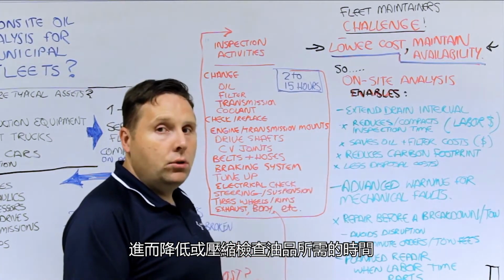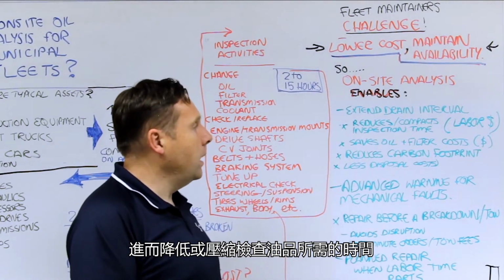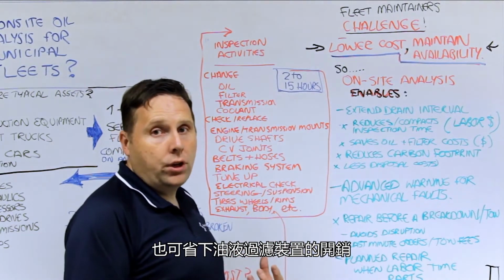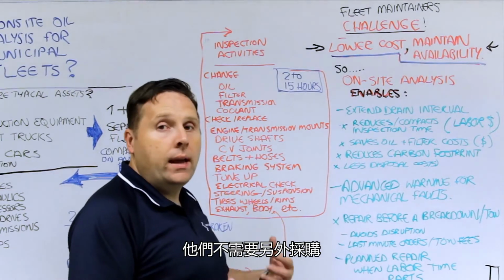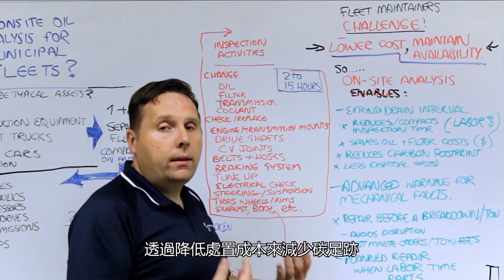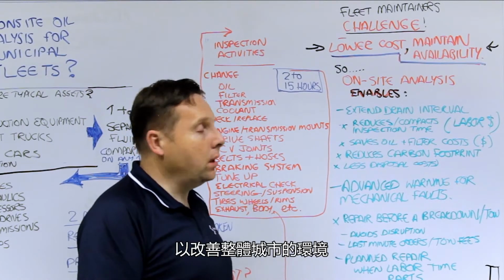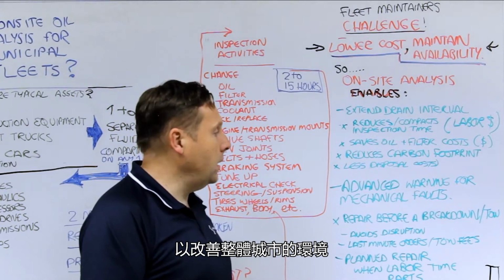That means they can reduce or compress the amount of inspection time needed to check those fluids. They also save on oil and filtration costs. They don't have to purchase those. They can say to their environmental manager that they're reducing their carbon footprint by reducing disposal costs and improving the overall health of the city.